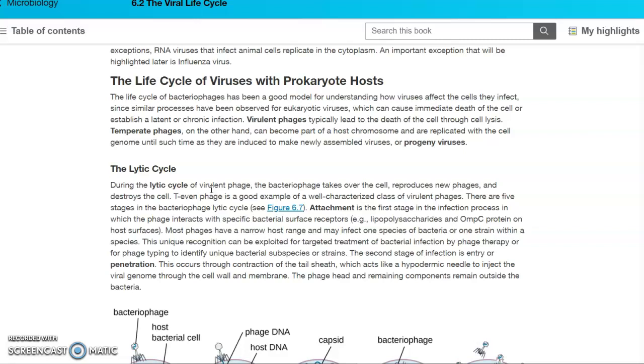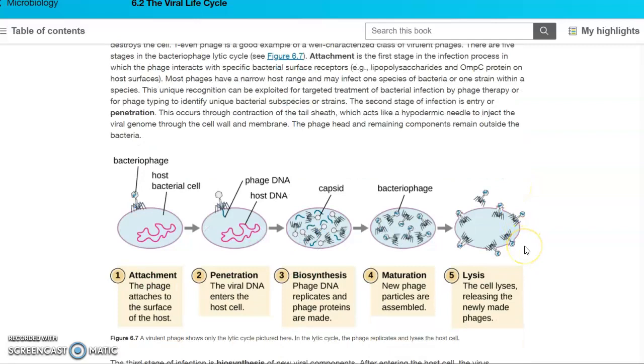During the lytic cycle, the bacteriophage is going to take over the cell, crank out new bacteriophages, and then destroy the cell as all of those new viral particles erupt. So here are the 5 stages in this lytic cycle of the bacteriophage. The first thing that happens is that the bacteriophage has to attach to the surface of the host cell. So it's going to use those little tail fibers for attachment. The second step is referred to as penetration. In this stage, the viral genetic material, DNA, is going to enter the host cell. Notice that the bacteriophage itself, the virus itself, does not actually enter into the host cell. Only the genetic material enters the cell.